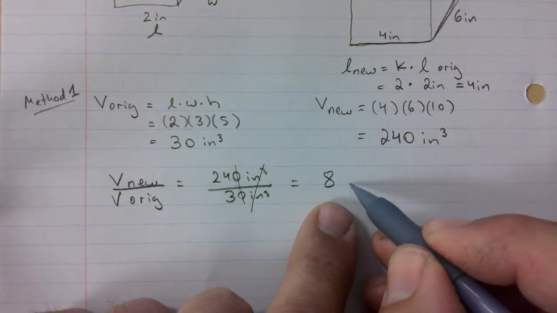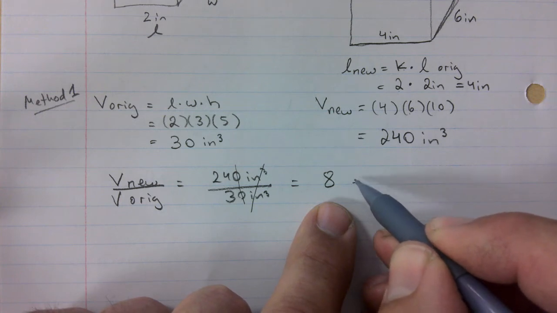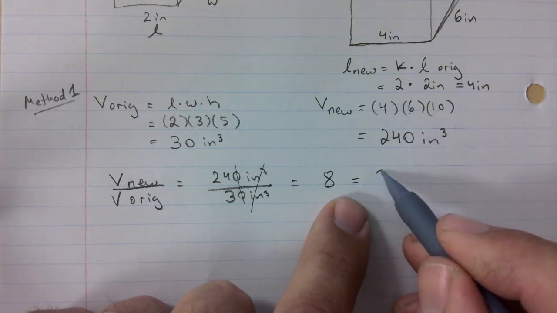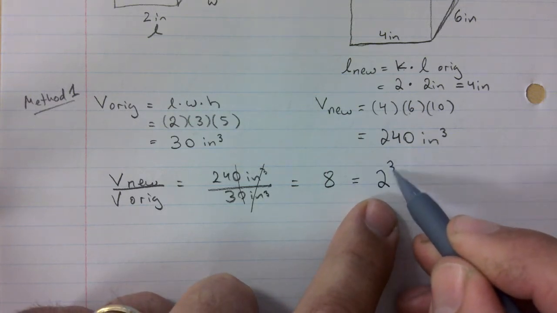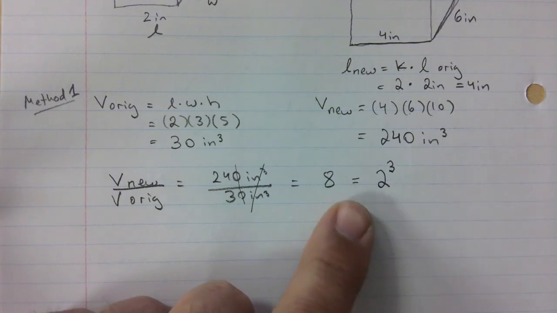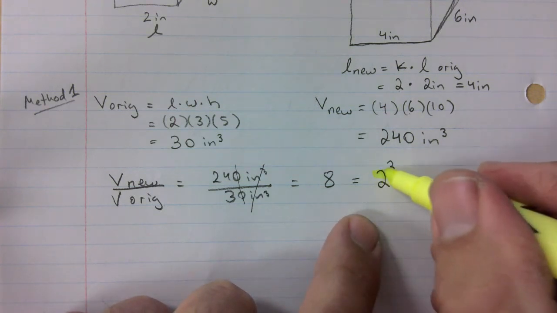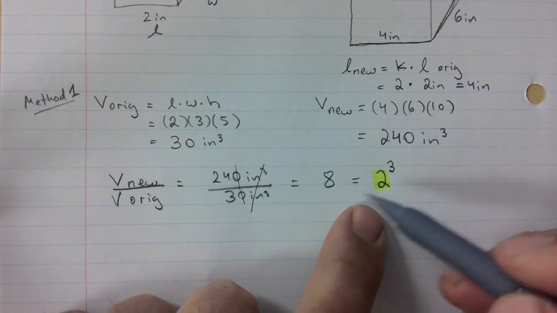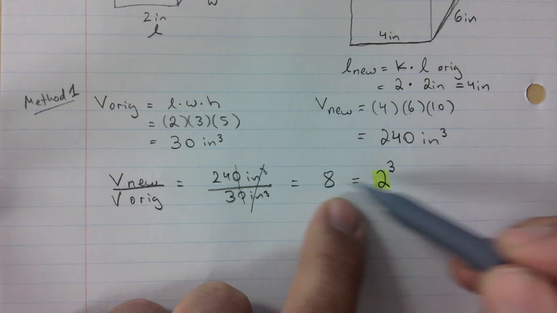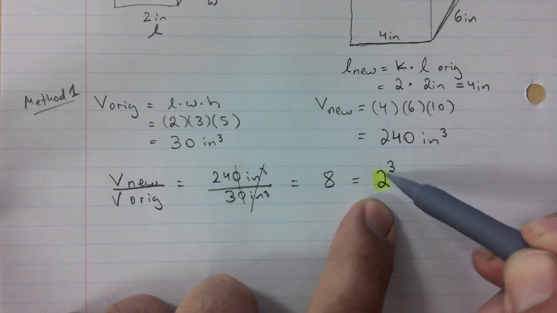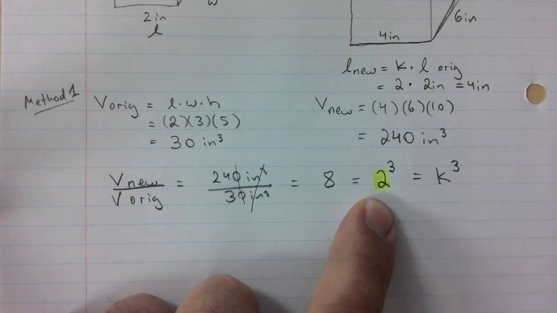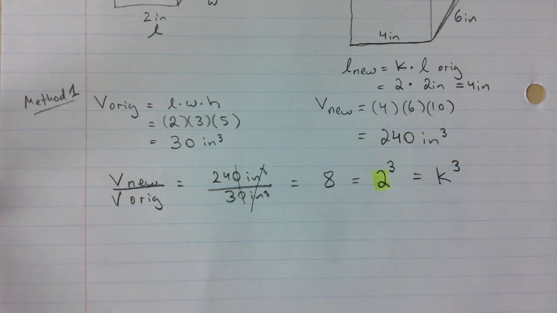How else can you write 8 as a power? Yeah, 2 cubed, right? So 2 to the power of 3. And what does the 2 remind you of? Where do you see 2? Scale factor, right, that you started off with. So when you divided the volumes, you realize that the scale factor has been affected by a power of 3. So it's k cubed. Okay, that's what I want you to observe.